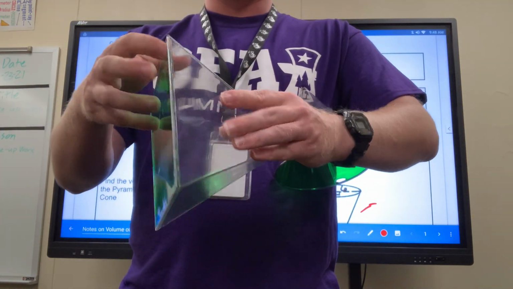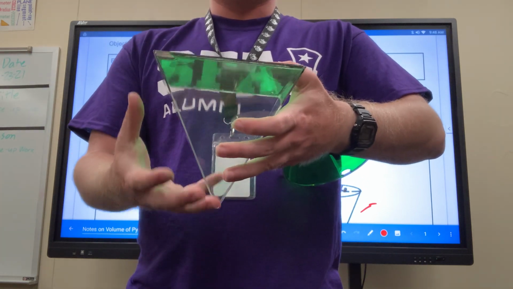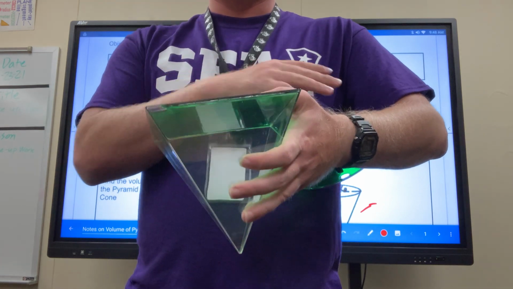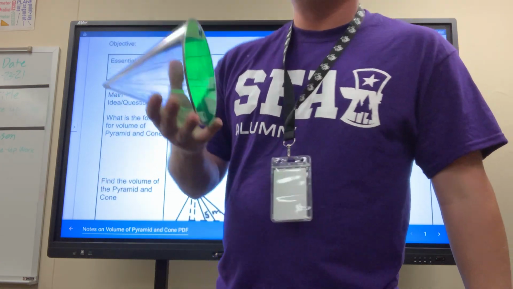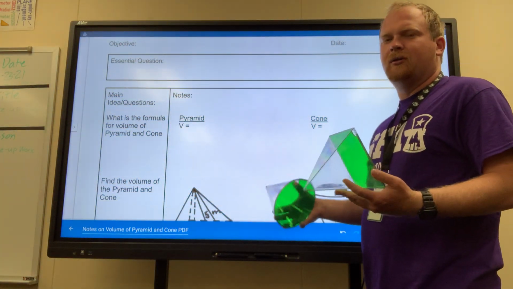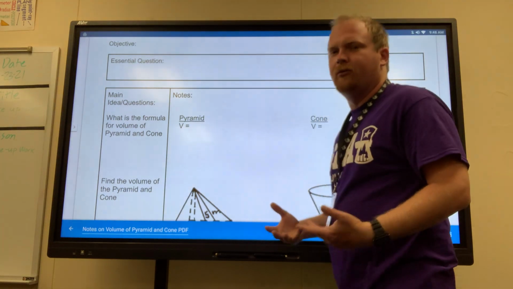So like I said before, if I were to fill this up with water, how much water will be contained in this pyramid? And the same thing could be said for the cone. Okay? So it could be either or when it comes to volume. We gotta be able to find both.